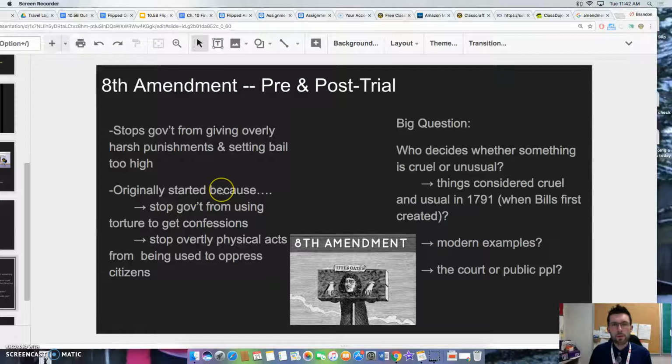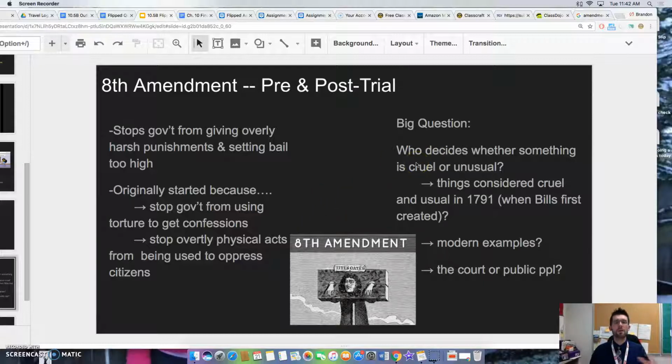Originally, the Eighth Amendment was put in because of these items that the framers had in the back of their minds. First off, they did not want to allow governments to use torture to get confessions, because this would happen back in the day, and they didn't want the American government to be able to use that. Secondly, they wanted to stop overtly physical acts from being used to oppress citizens. They didn't want the government to be able to do things to the citizens that were physically demeaning or physically painful to force them to follow their laws and rules. They wanted the government to rely on the courts to ensure that people would follow the law.